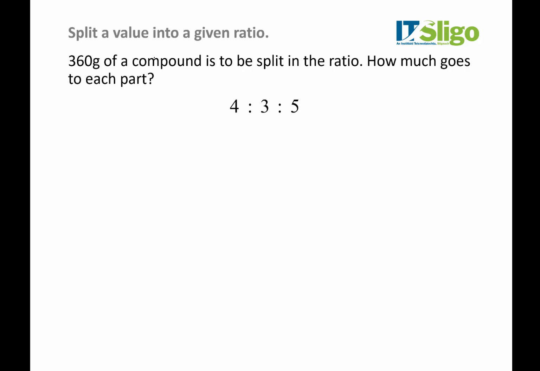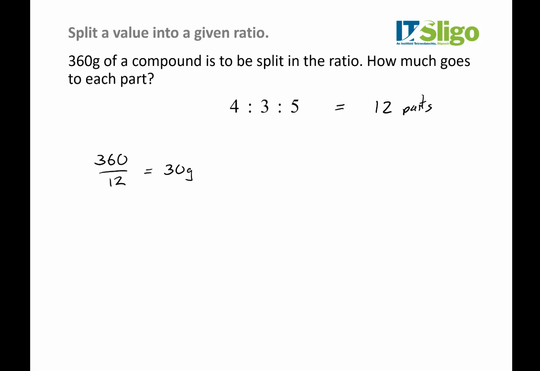Now, these are quite simple once you know how to do them, but they can be quite tricky at the start. What you do, guys, is you simply add up how many parts I have. So here we can see there's 12 parts in total. We add the 3 numbers. So now the 360 is to be divided into 12 parts. So each part is actually 30 grams.